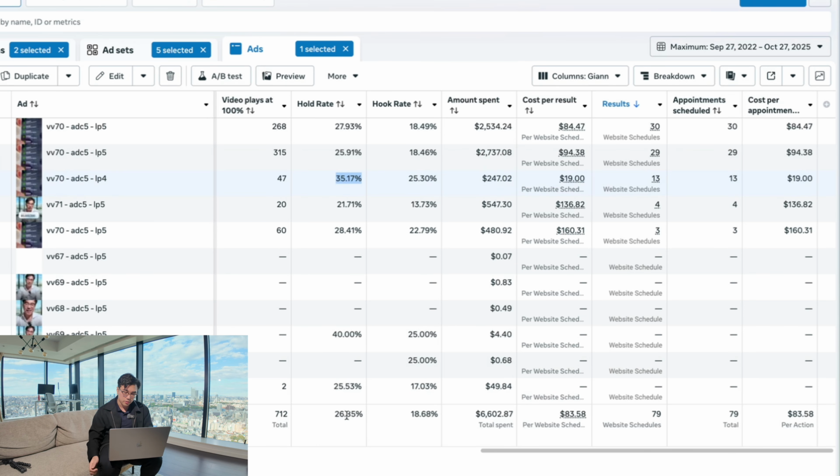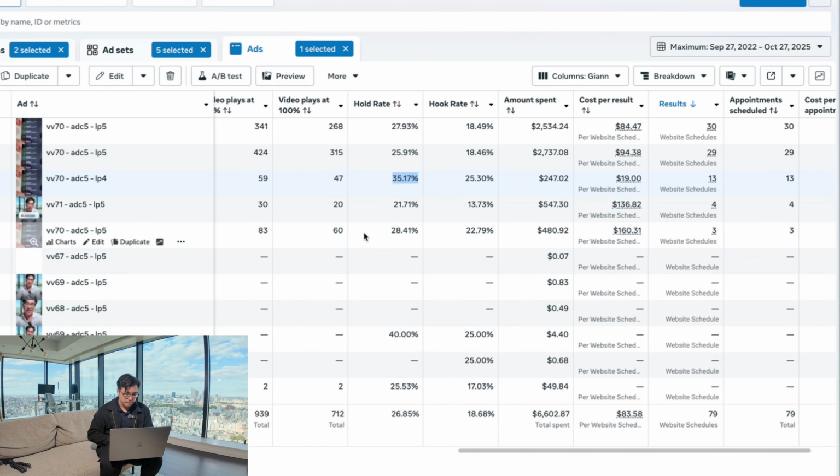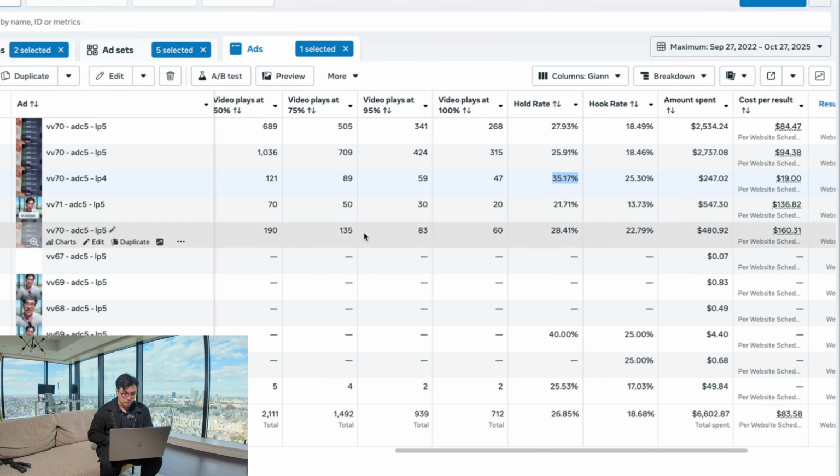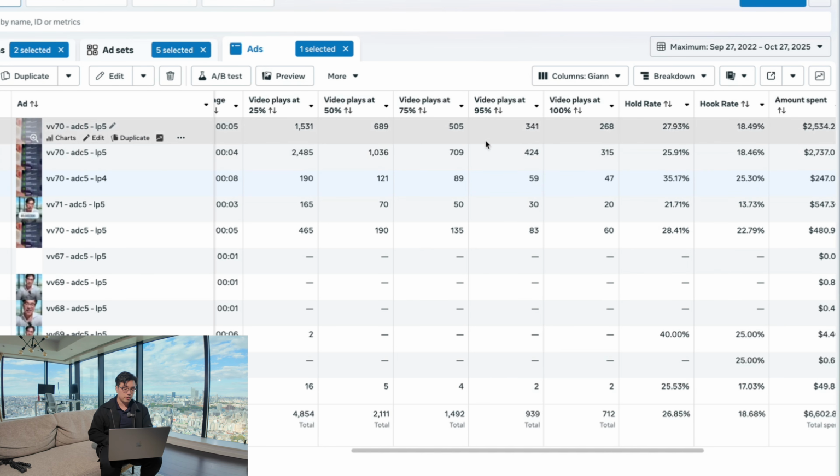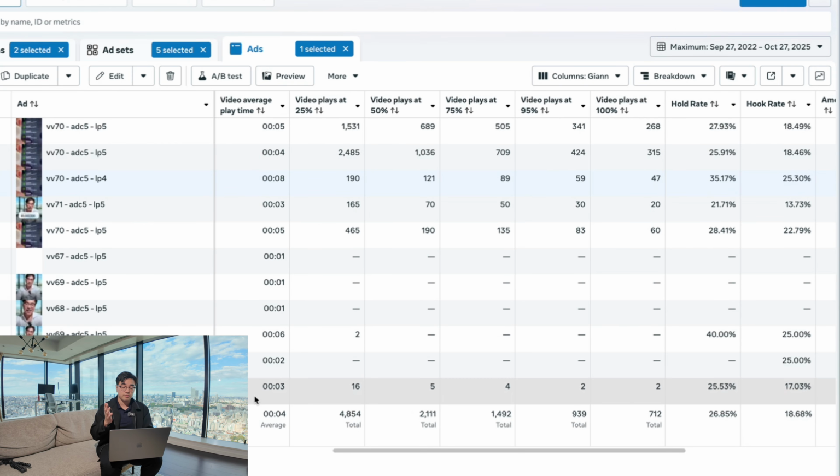So the hook rate and hold rate for these are slightly higher, but nothing too crazy. It just seemed like people resonated quite a bit. Look at the drop off too. So I look at the video views: 25, 50, 75, 95, 100%. So we can see where the drop off is, and also the average watch time. It's usually 3 to 5 seconds.